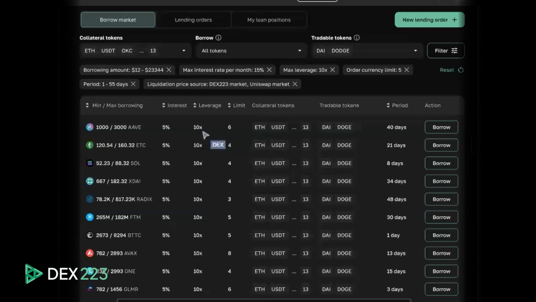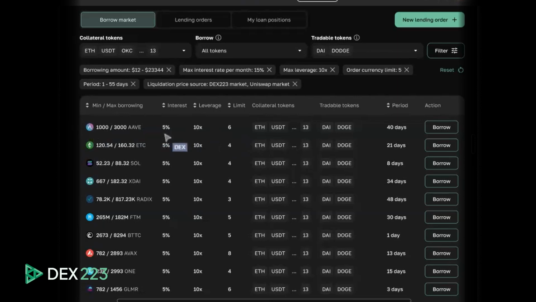It's important to note that this is just a maximum leverage. This is the upper bound, and the actual leverage is determined by the amount of collateral. But the higher the leverage, the higher the risk of liquidation. So if you will borrow the funds from this order, you can have as high as 10x leverage, but you can have it lower. In theory, you can have just 1x if you just trade with your own funds.